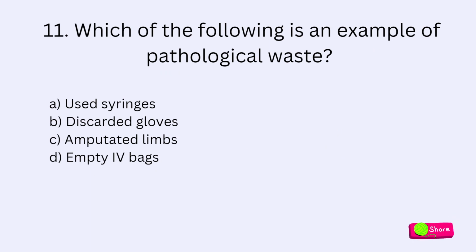Next question, which of the following is an example of pathological waste? Option A used syringes, option B discarded gloves, option C amputated limbs, option D empty IV bags. Pathological waste means human anatomical waste. The answer is amputated limbs.